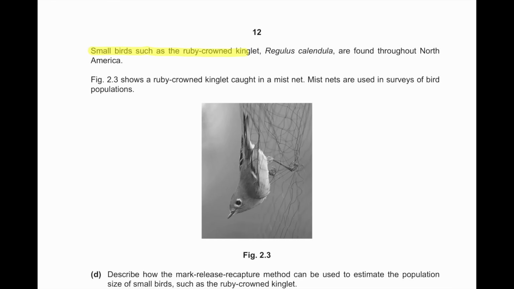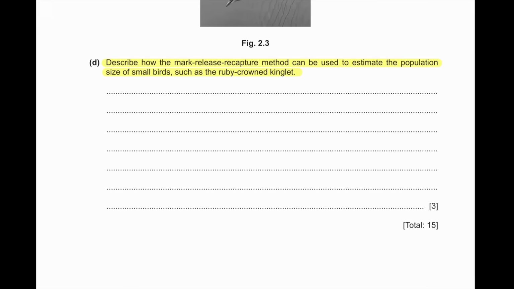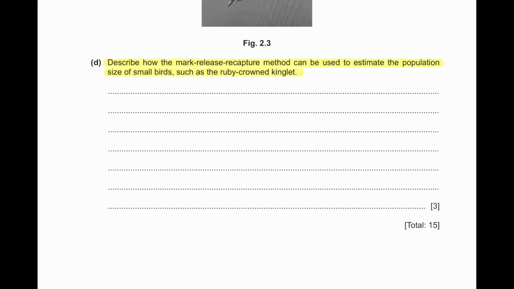Small birds such as the ruby-crowned kinglet, Regulus calendula, are found throughout North America. Figure 2.3 shows a ruby-crowned kinglet caught in a mist net. Mist nets are used in the surveys of the bird population. Describe how mark release recapture can be used to estimate the population size of a small bird such as the ruby-crowned kinglet.